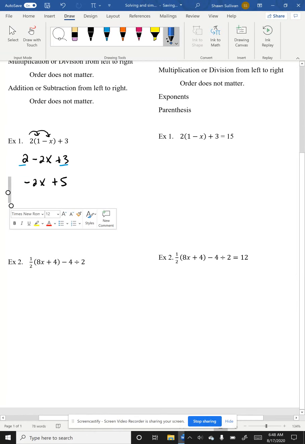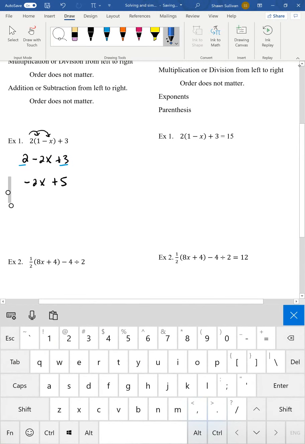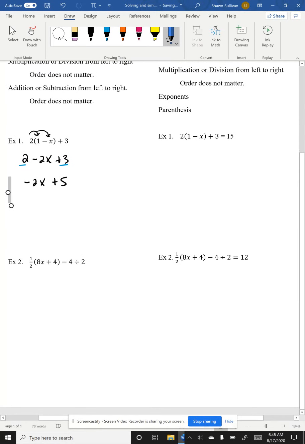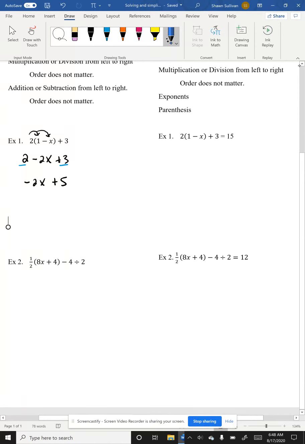Can't do anything else with that, so we're done. Let's take a look at another example. Down here, we have 1 half times 8x plus 4, minus 4 divided by 2. So there's multiple things going on here. And again, this is an expression. There's no equal sign, so we cannot solve this. We're just simplifying this as much as possible.